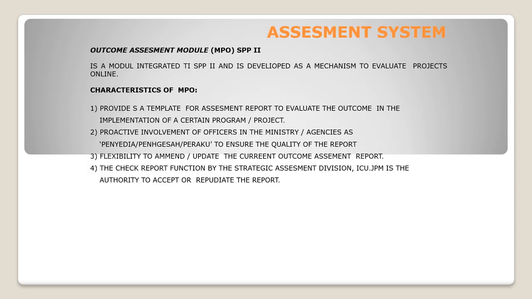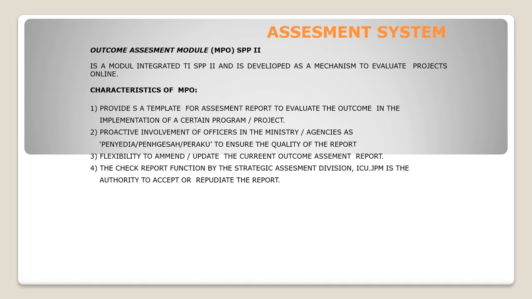Outcome Assessment Module (MPO) SPP2 is a module integrated to SPP2 and is developed as a mechanism to evaluate projects online. The characteristics of MPO: 1. Provides a template for assessment report to evaluate the outcome in the implementation of a certain program or project.